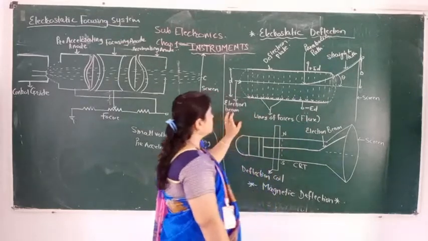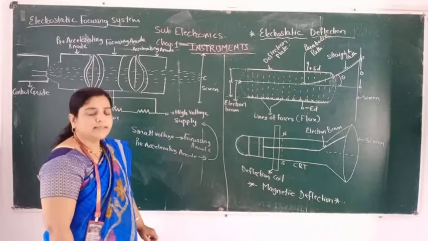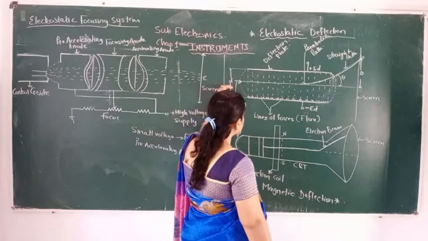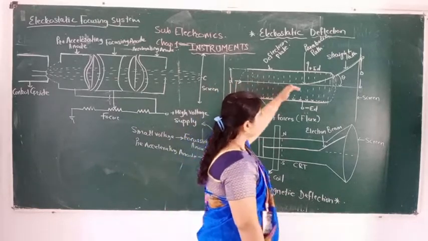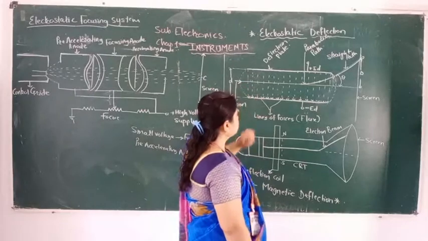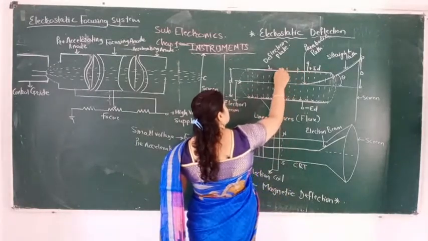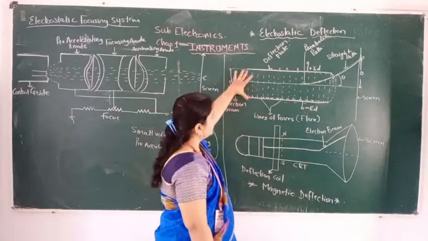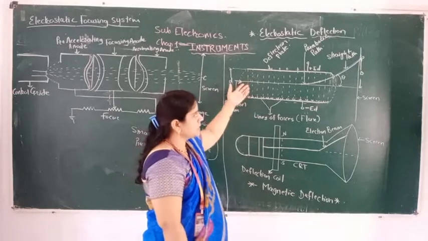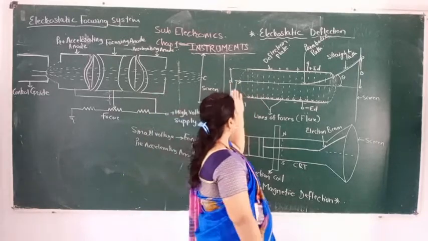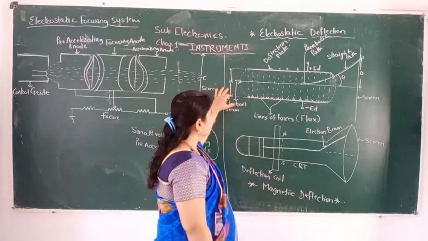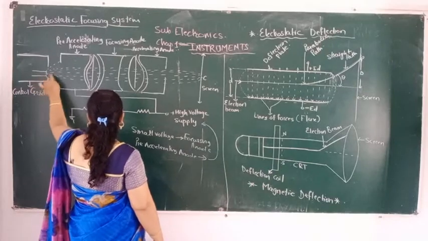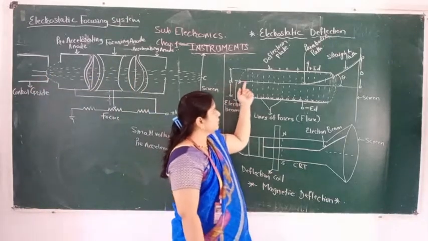Okay, so now we see the working. What happened in electrostatic deflection? When the beam is passing through this plate, here the positive potential is there, and here the negative potential is there. Because of this, what happened? We have the two plates, plus Kd and minus Kd. If the electron beam supply is given here, at the control grid, the electron beam will start flowing.